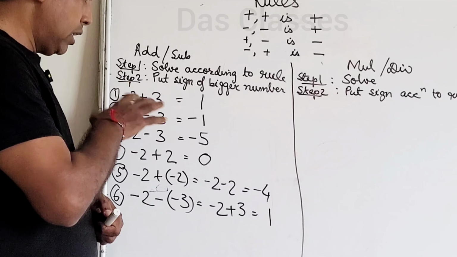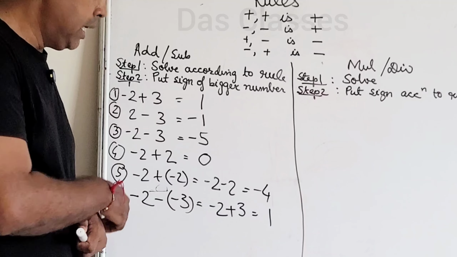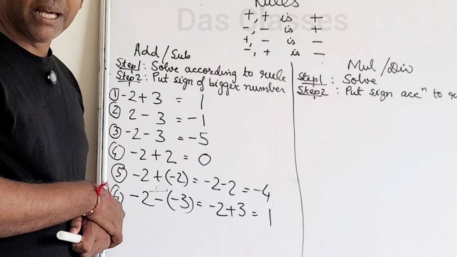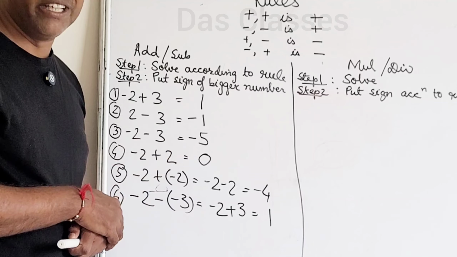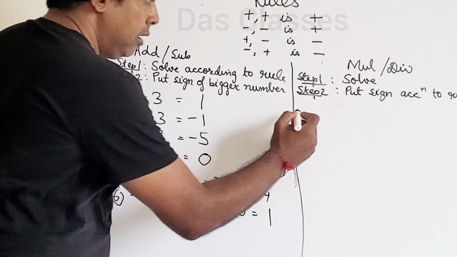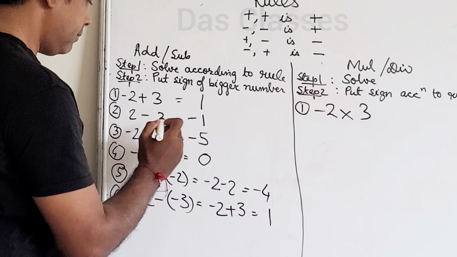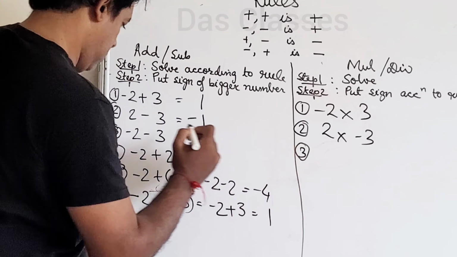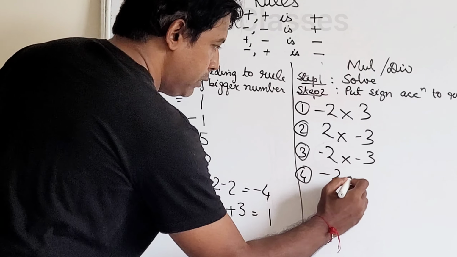So as you can see, in all these sums, we have followed the rule of first solving it according to the rule and then putting the sign of the bigger number. In case of multiplication and division, it's comparatively easier because in the first step you don't have to use any rule, you just need to solve it directly. To understand it well, we'll do these sums in the multiplication form. Minus 2 into 3, 2 into minus 3, minus 2 into minus 3, minus 2 into 2.